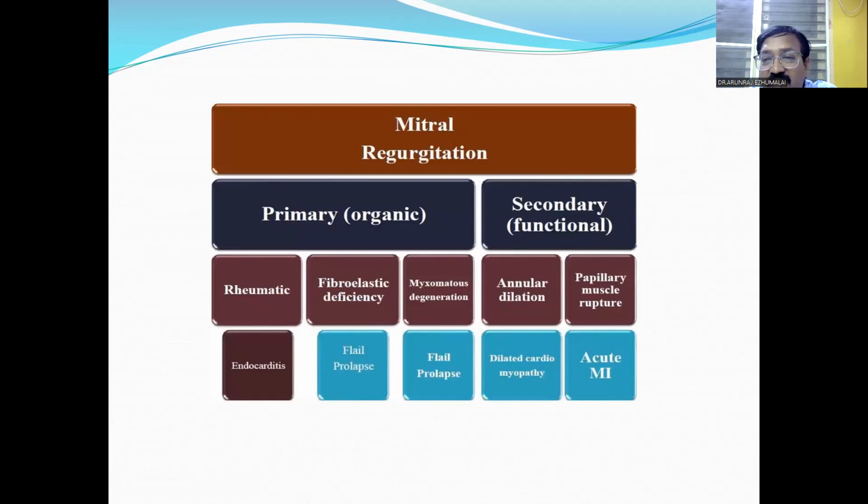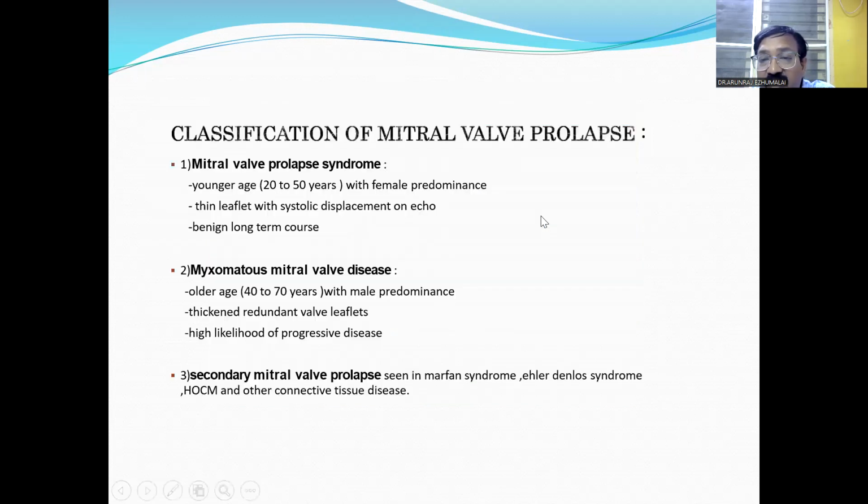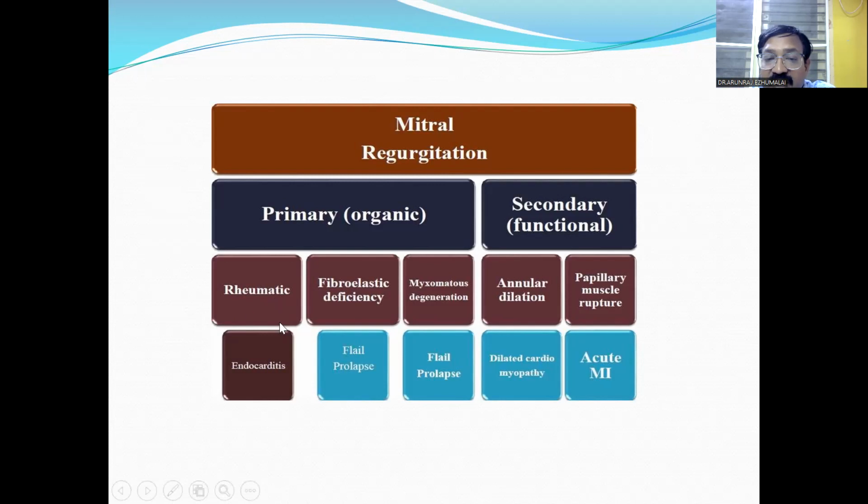So this is again the etiology of mitral regurgitation. It may be primary or organic: rheumatic etiology, infective endocarditis, myxomatous degeneration, MVP, mitral prolapse, everything. Secondly, annular dilatation. I have told you that when there is cardiac dilatation, the valve opening gets dilated, and so it may result in mitral regurgitation. Dilated cardiomyopathy, where all the chambers get dilated, and so the mitral valve also gets dilated, and we have a murmur. Papillary muscle rupture in acute cases, or chordae tendineae rupture, all of these are secondary causes and may result in mitral regurgitation.